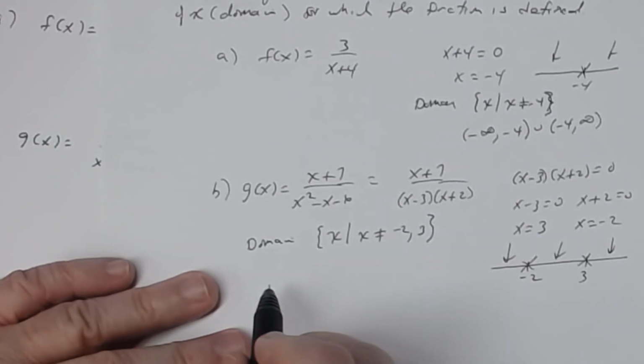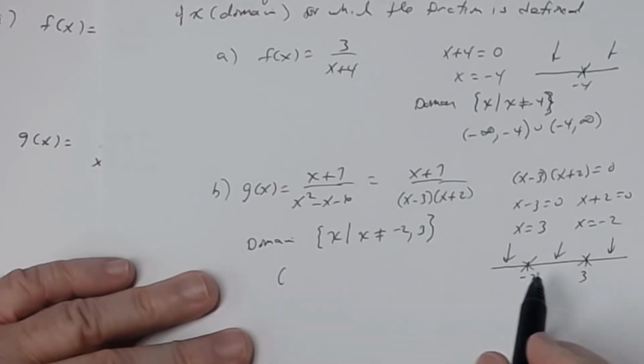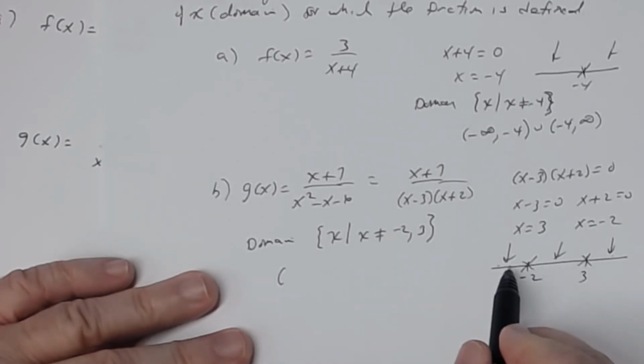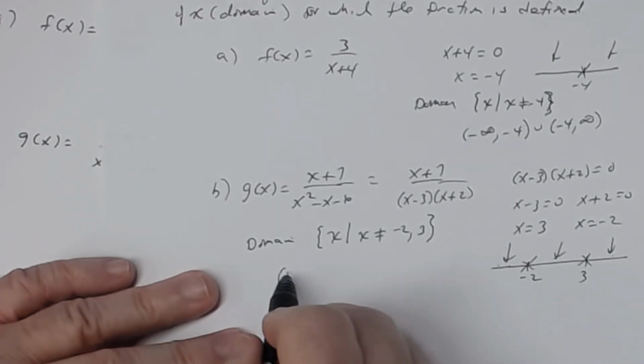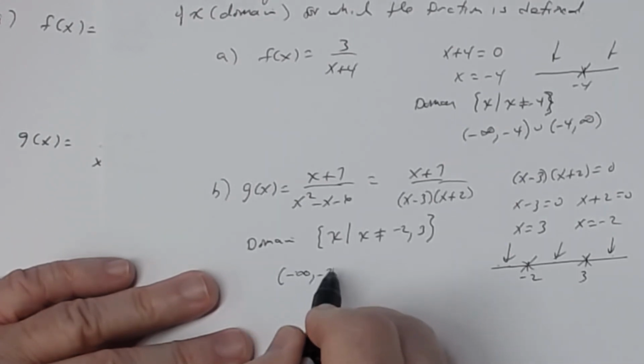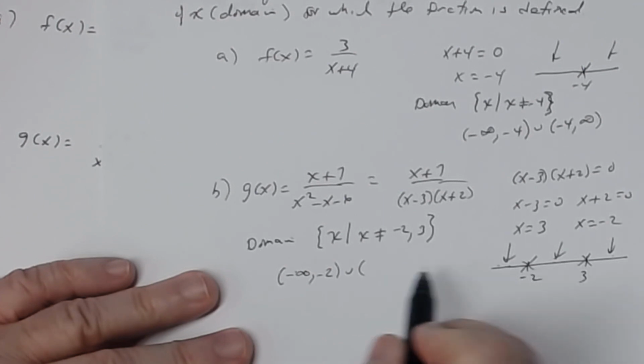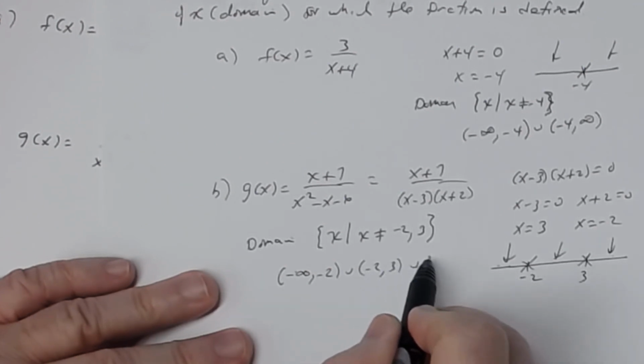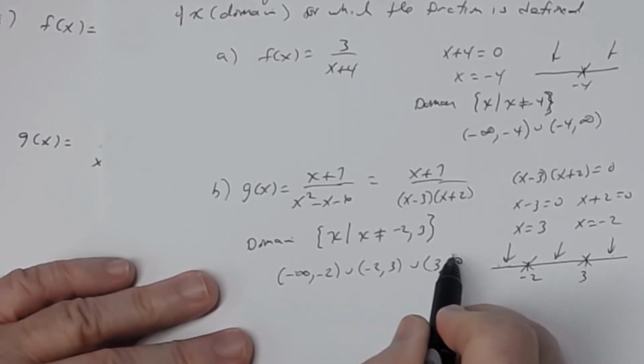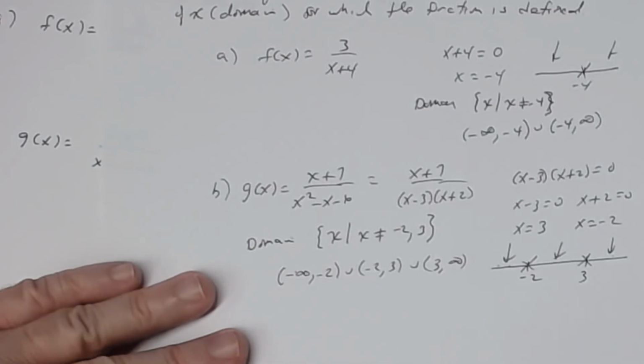In terms of interval notation, now remember, 3 intervals right here. You see that? 1, 2, 3. So you go from left to right. So you go from -infinity to -2, union, and then -2 to 3, union, and then 3 to infinity. All right, so that's how you found the domain.